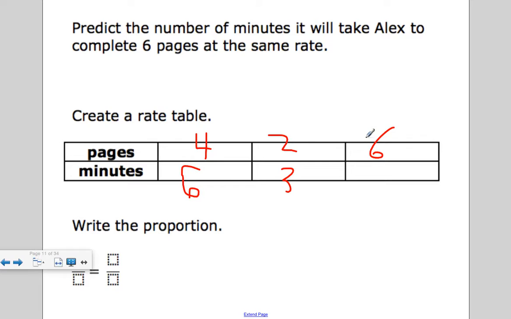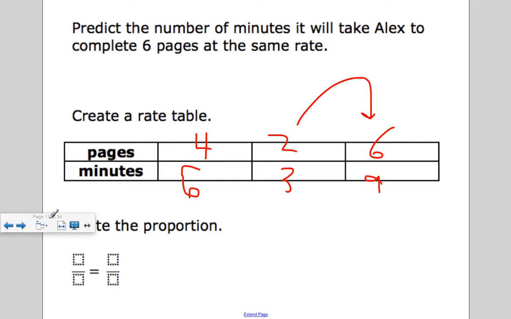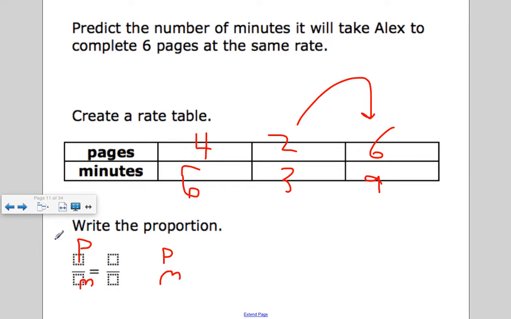Now can I build it up? Times 3. So that's where 9 minutes come from. God, that's so much faster than a bar diagram. Again, some of you may prefer writing it as a proportion. So it's pages, minutes. So we have 4 pages, takes 6 minutes. We need to figure out 6 pages. Can 4 go in 6? No, we have to simplify it. 2 and 3. Now build it up by 3, and that's where the 9 minutes come from.